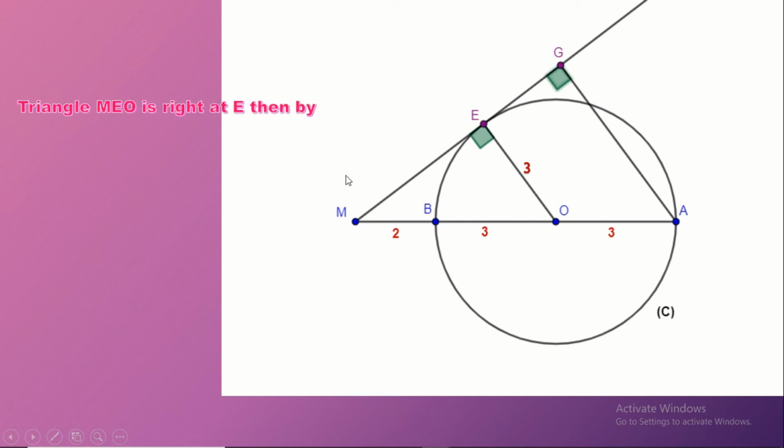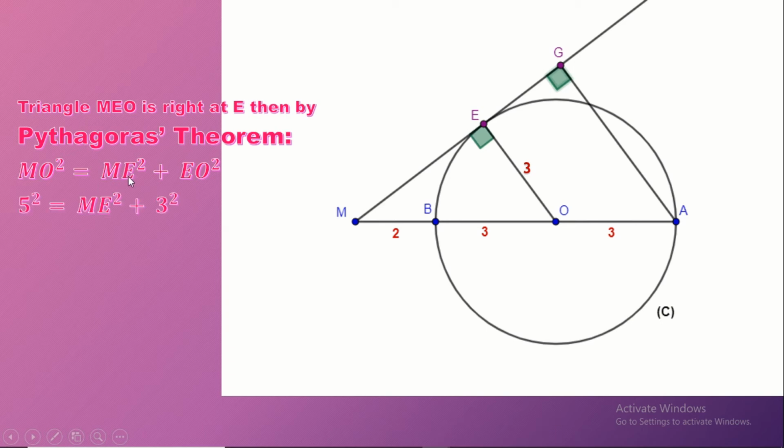So this triangle is right at E. Then by Pythagoras theorem we can say the hypotenuse squared, which is MO squared, is equal to the sum of the squares of these sides, which are ME squared and EO squared. Now we just replace them by their values. So MO squared, which is 5 squared, 2 plus 3, is given also 5, equals ME squared plus EO squared, which is 3 squared.